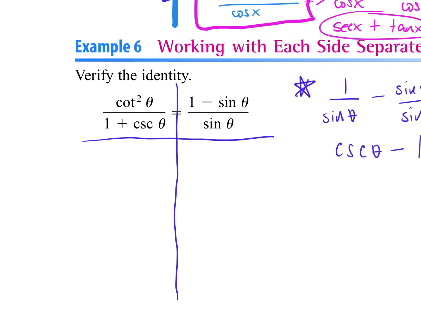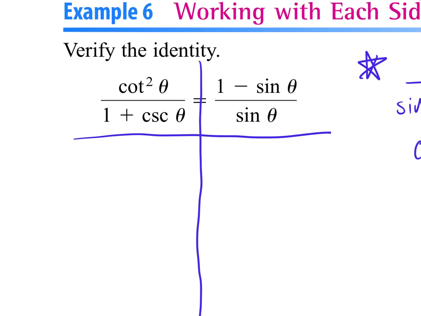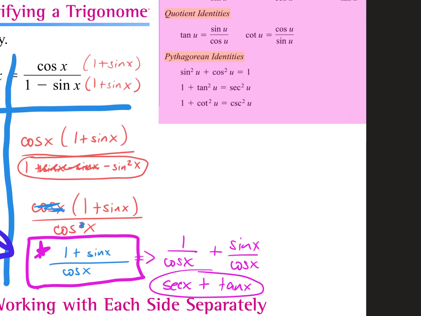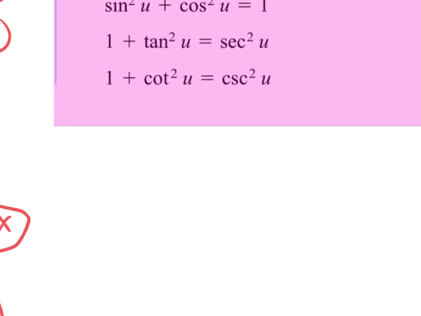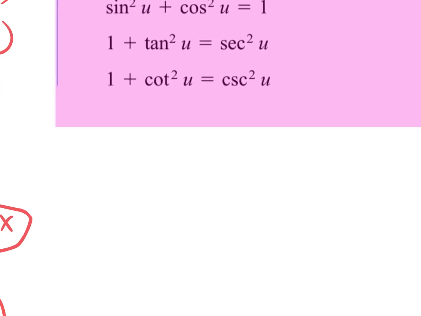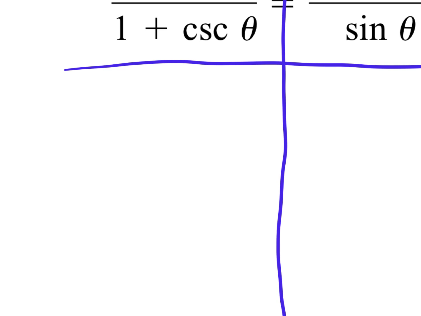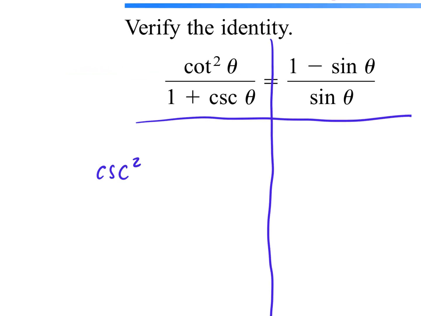Now, when I looked at this, I saw that this was yucky. This was not great. So I said, okay, let me look at the left-hand side. I see a cotangent squared, and then I have 1 plus cosecant. My thought, just because of my brain, I went up and I said, let me look at my identities here. Cotangent squared is the same as what? Cosecant squared minus 1, okay? So I'm going to go ahead and change the cotangent squared into cosecant squared minus 1, and then over 1 plus cosecant theta.